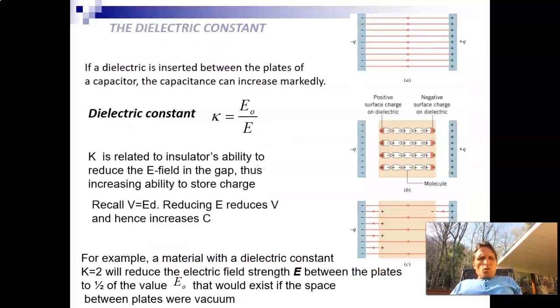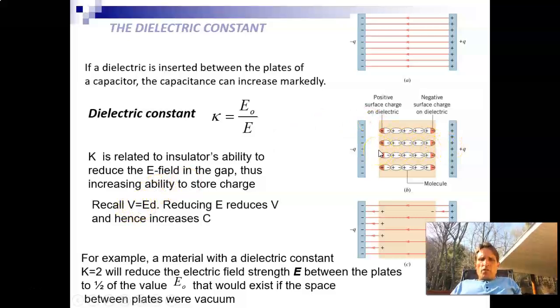So question is, how does it do it? You know, why does reducing the electric field increase the ability to store charge? Okay, well, if you recall, between the plates, the voltage, the potential difference between the two, is given by ED, electric field times the distance. Okay, if we reduce the electric field between the plates by sticking this material in, then we're reducing the potential difference between the two terminals.